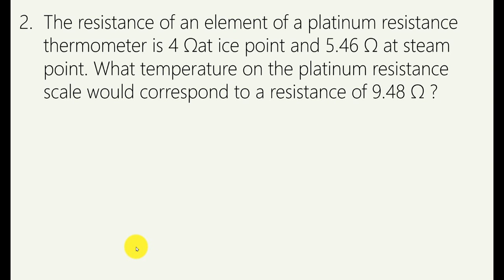Next, the next number says the resistance of an element of a platinum resistance thermometer is 4 ohms at ice point and 5.46 ohms at the steam point. What temperature on the platinum resistance scale would correspond to a resistance of 9.48 ohms? This is your question. Number 2 is yours. Please, you do it. I'm waiting for the answer. Thank you.